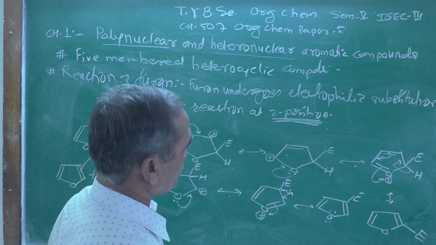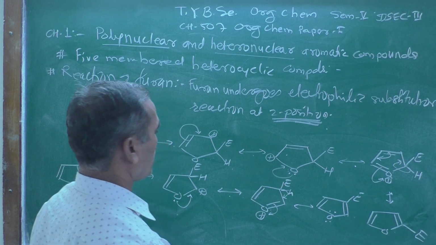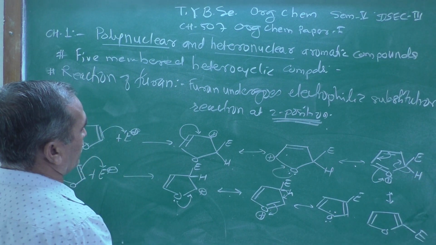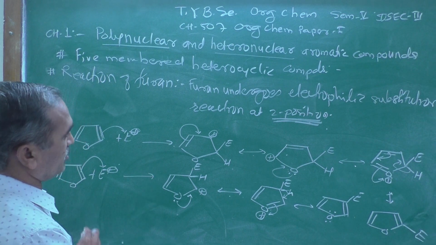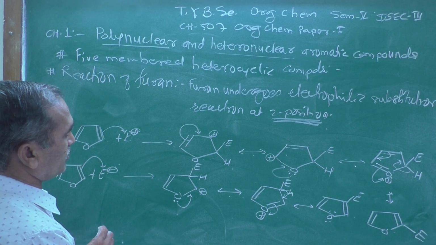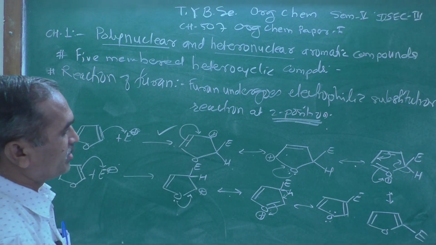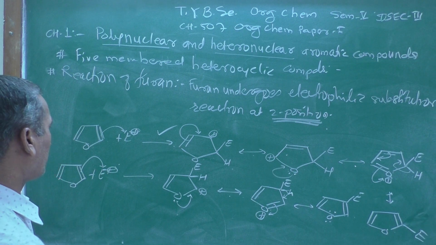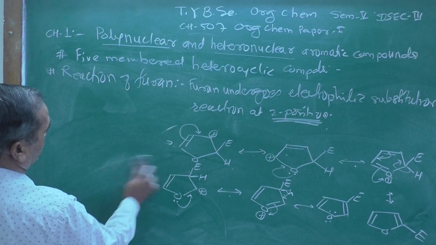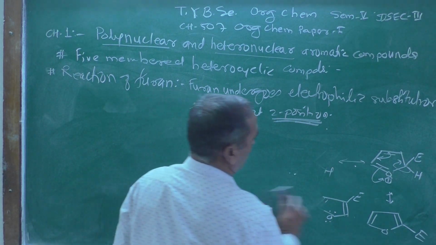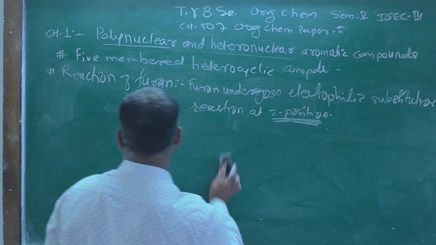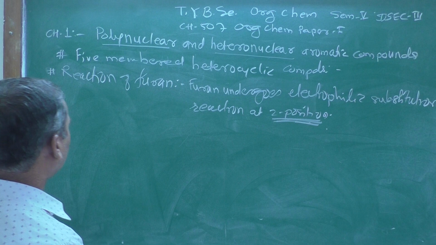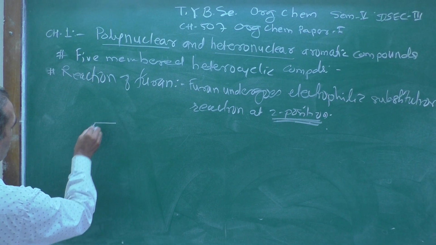When the resonating structures go on increasing, the stability of that compound goes on increasing, and therefore that could be the answer to why furan undergoes electrophilic substitution reaction at 2 position, because a number of resonating structures are present over there, and therefore it preferentially shows 2 position. Or, in another way, in one shot we can show it as an electrophilic substitution reaction.